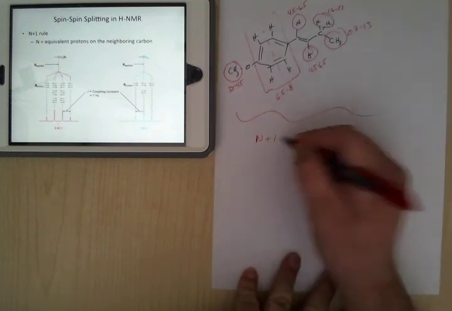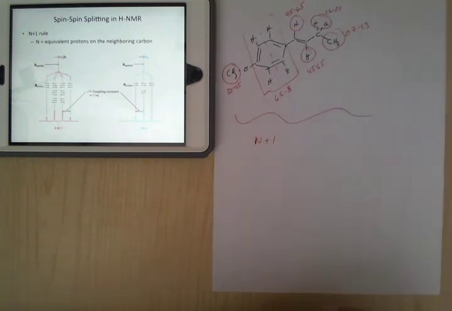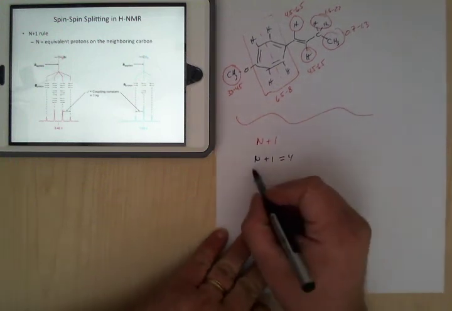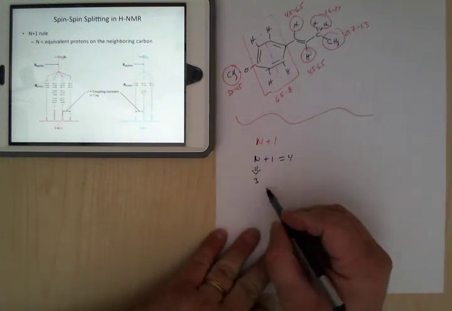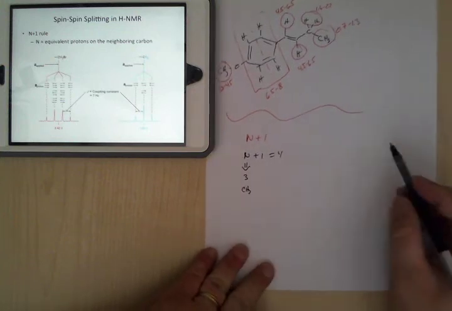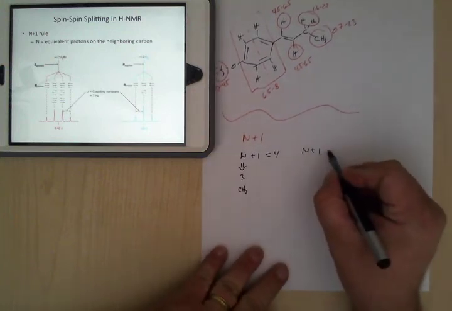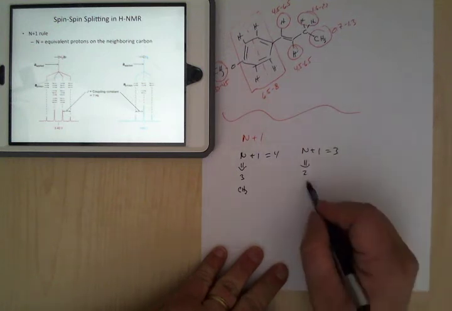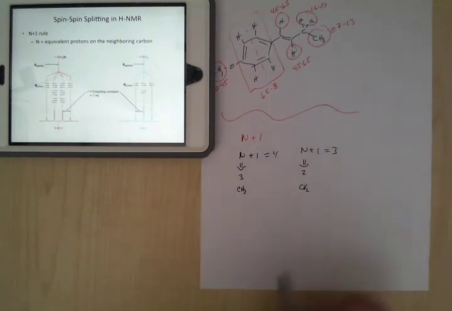It's always n+1. So if n+1 equals 4, that means the neighbor has 3, so it's a CH3 group. If n+1 is equal to 3, that means the neighbor has 2, so it's a CH2 group. So like that.